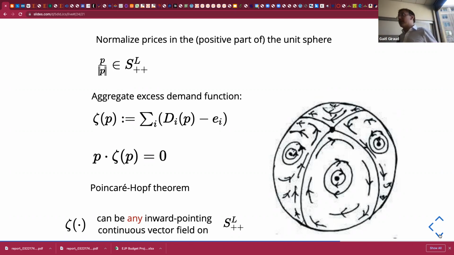And the unfortunate answer is that no, any continuous vector field on the unit sphere that points inward on the boundary can be the aggregate excess demand function of a well-chosen underlying economy. In other words, everything is possible at the aggregate level. So this has been proven by three guys at the same time: Sonnenschein, a German guy, Mantel, an American guy, and Debreu, the French guy, in the same year, 1975.